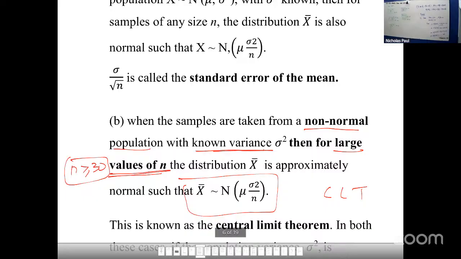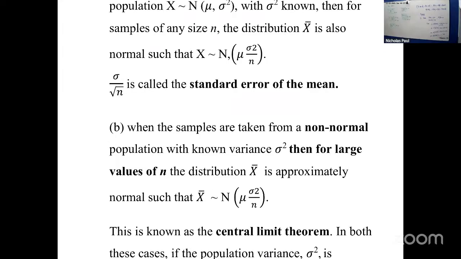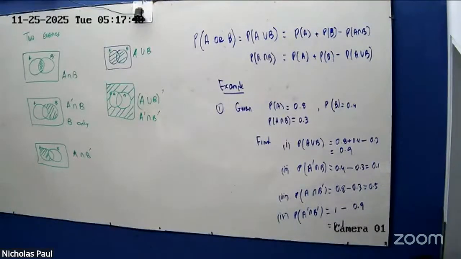Ready? Let's try one now. In an examination taken by a large number of students, the mean mark was 64.5 and the variance was 64. Full stop.